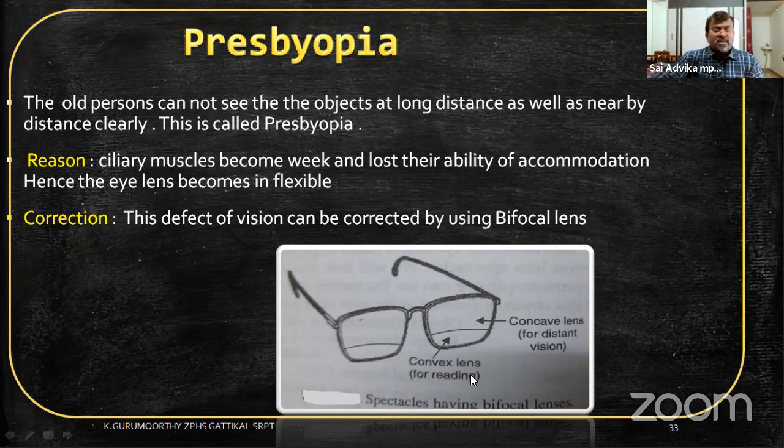For reading purposes, to see the nearby objects, this is useful. To see the distant objects, this is useful. It is concave lens fitted, it is convex lens fitted. So we have to use bifocal lenses. The spectacles with bifocal lens can be used in the case of presbyopia. Presbyopia is a defect of age-old persons.